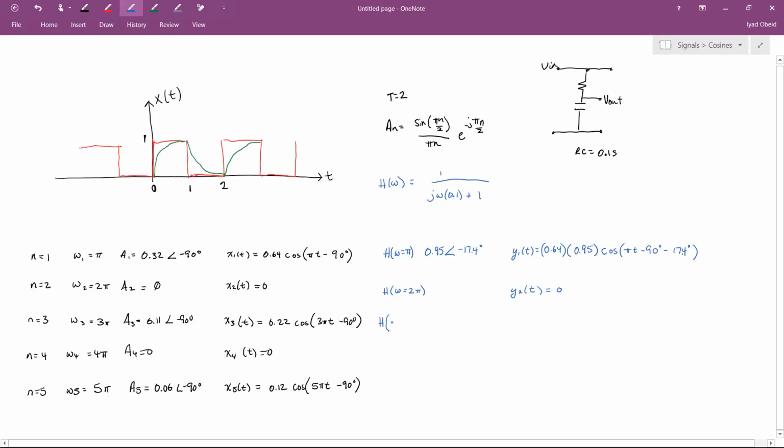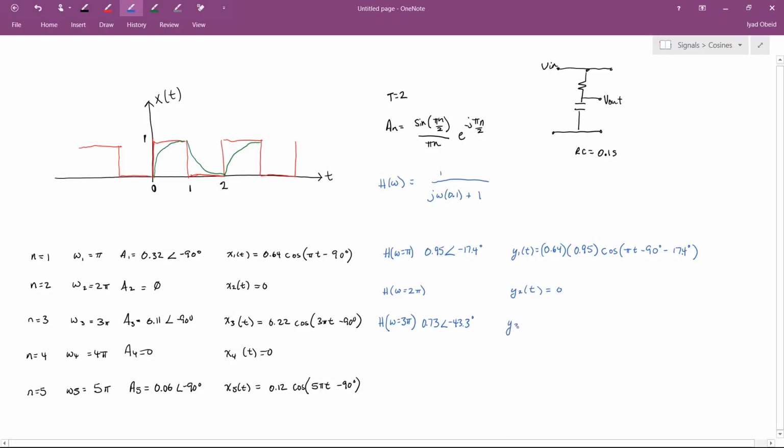In this case, omega equals 3 pi. I'm going to go back to my formula and substitute in omega equals 3 pi. In that case, I'm going to get 0.73 angle negative 43.3 degrees. If you want to make sure you're understanding all this, you should be substituting in the values for omega into the various formulas and making sure that you get the same numbers I do.